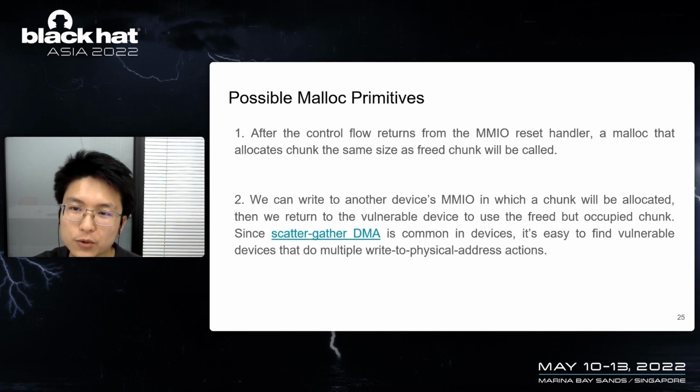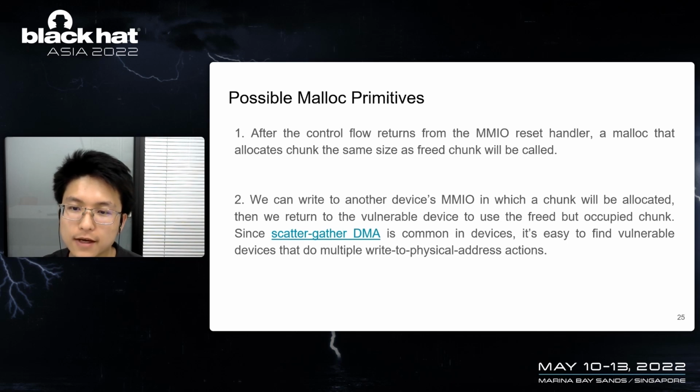To exploit the UAF vulnerabilities, we have to find the malloc primitives which can occupy the freed chunk before it's used. There are two possible ways. First, after the control flow returns from the MMIO reset handler, a malloc that allocates chunks the same size as the freed chunk will be called. However, after some review, we think it's hard to find such primitives in vulnerable devices.